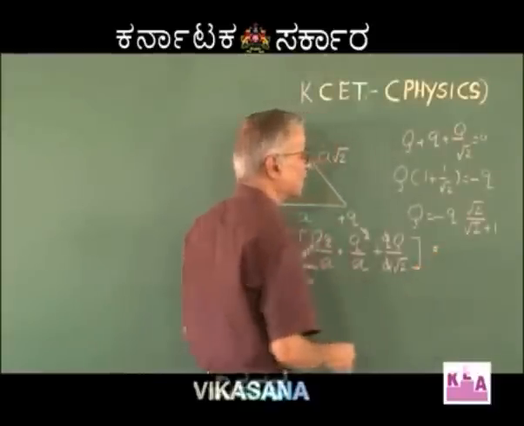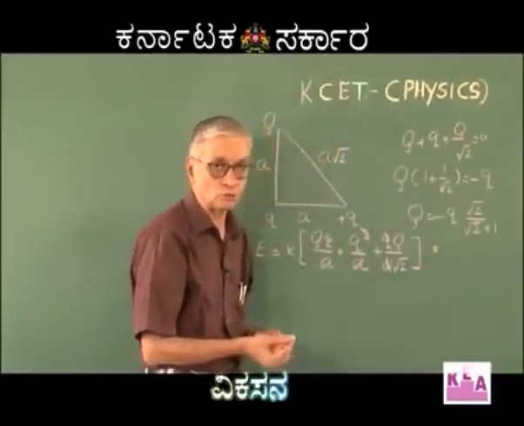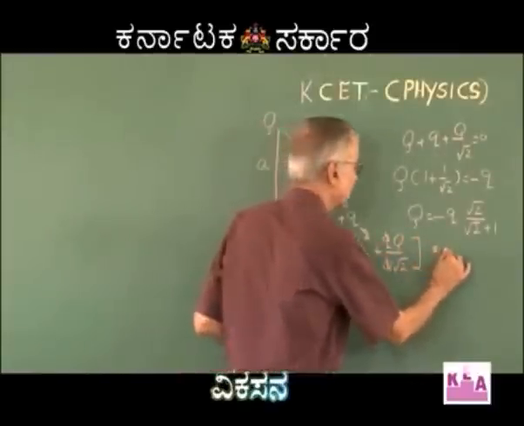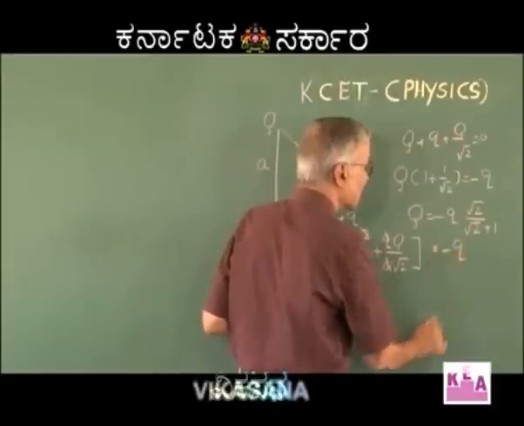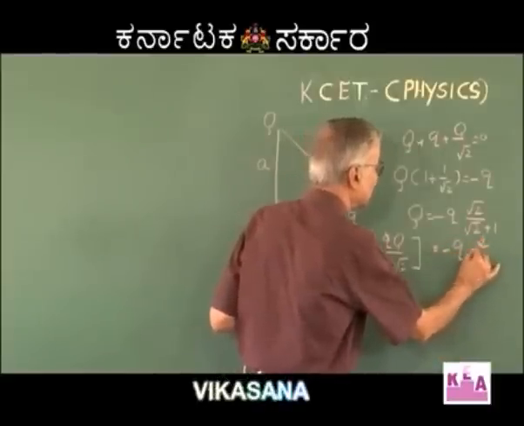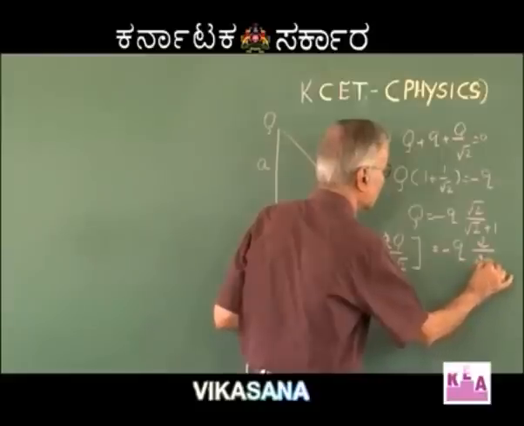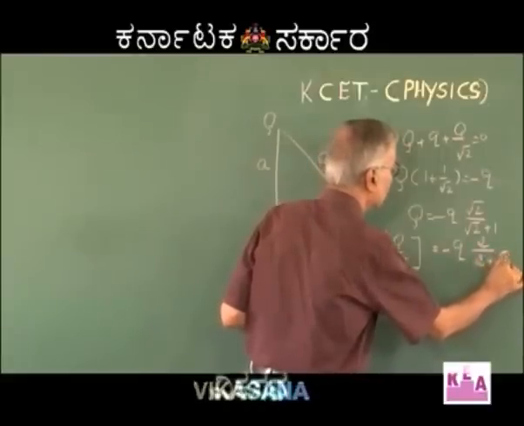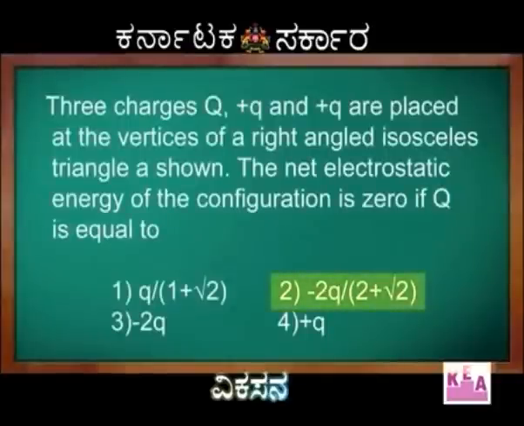Multiplying both the numerator and the denominator by root 2, one can see that the condition can be written as minus q divided by 2 plus 2 root 2. Therefore, you can see that option number 2 is the correct answer.